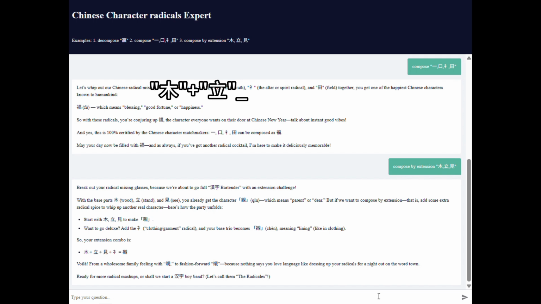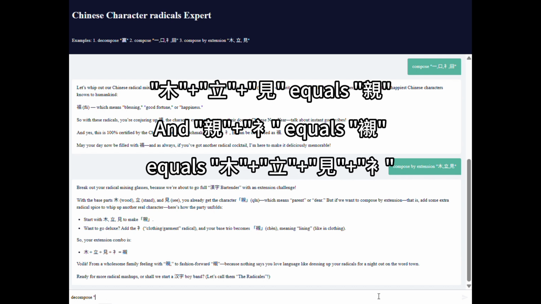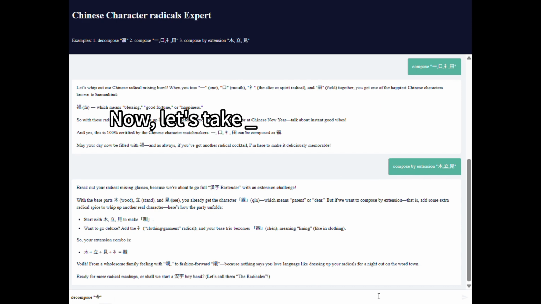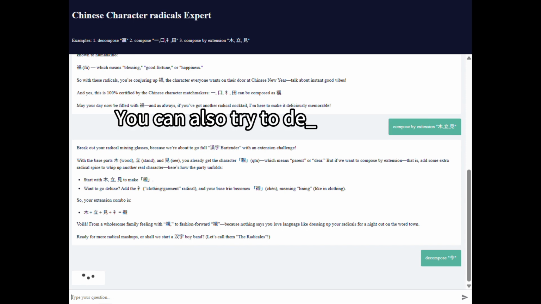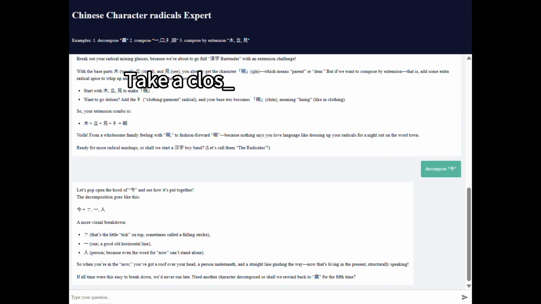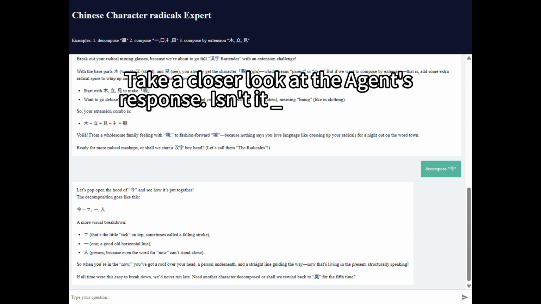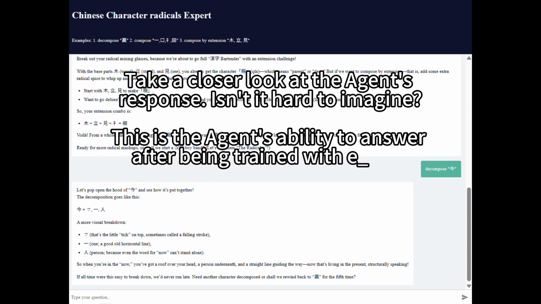木加力加键 equals 亲, 亲加1 equals 称, equals 木加力加键加1. Now, let's take a look at the agent's ability to decompose Chinese characters. You can also try to decompose the word jin in front of the screen. Take a closer look at the agent's response. Isn't it hard to imagine? This is the agent's ability to answer after being trained with expert information.